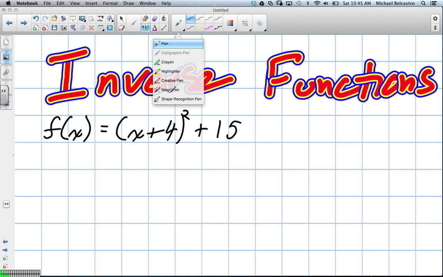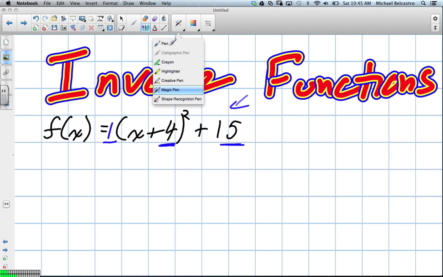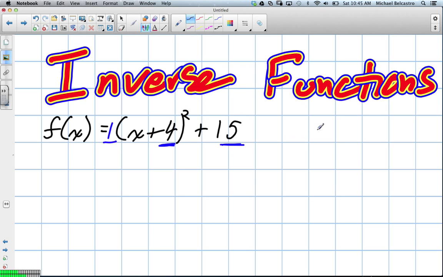Inverse functions. They've given us this function, and this is a quadratic, and it happens to be in vertex form. Our a value is 1, and we have an h and a k, right? The inverse of this, especially in function notation, is written as f to the power of negative 1.